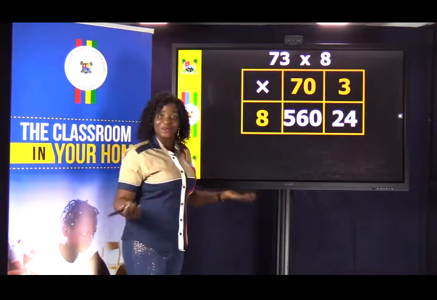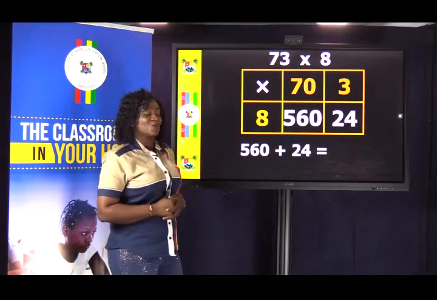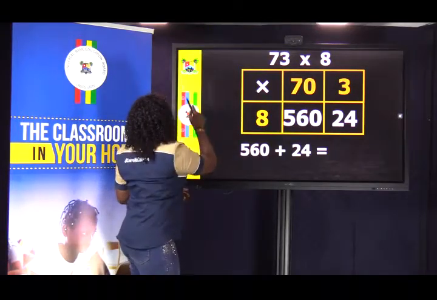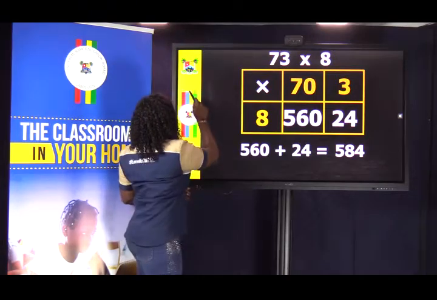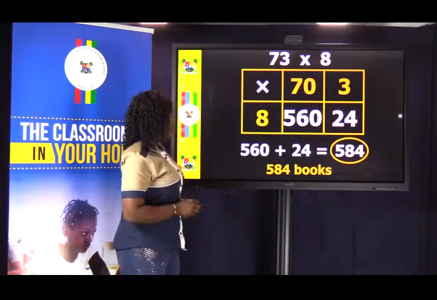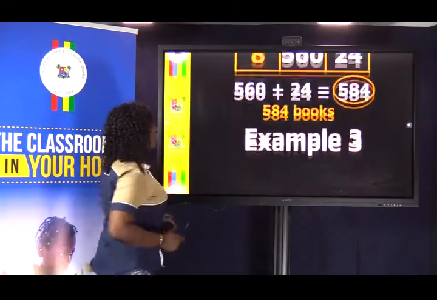So now we are not done yet. We add 560 to 24 to give us 584. 584 books. Let's move on.